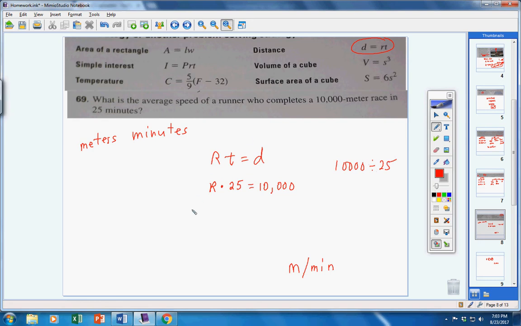Yes, 400. So, 400 times 25 equals 10,000. So what's my rate? 400. 400 what? Meters per minute. Meters per minute, because you're dealing with meters and minutes. Alright, number 69.